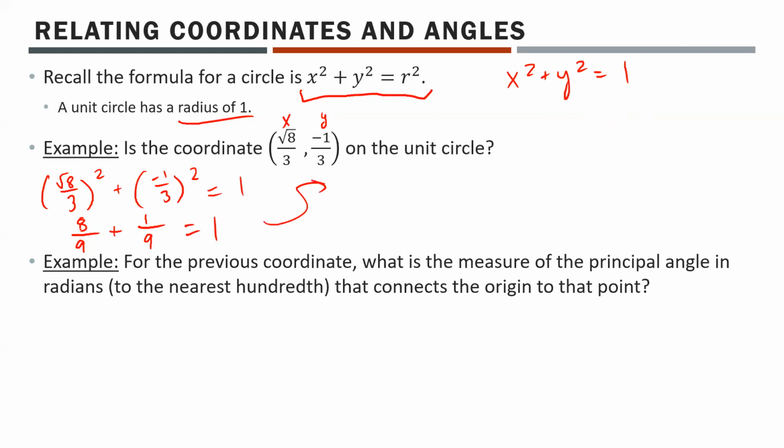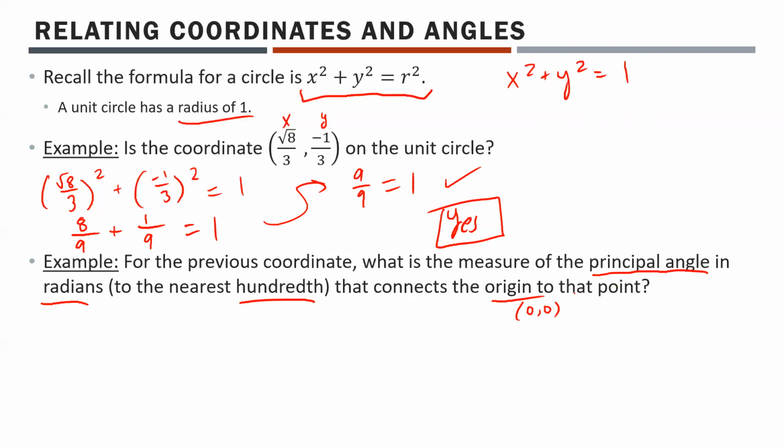Well, hopefully you can see that 8 over 9 plus 1 over 9 is equal to 9 over 9, and 9 over 9 clearly does equal 1. So yes, that coordinate is on the unit circle. For the next one, for the previous coordinate, what's the measure of the principal angle in radians to the nearest hundredth that connects the origin, and the origin, of course, is 0, 0, to that point?